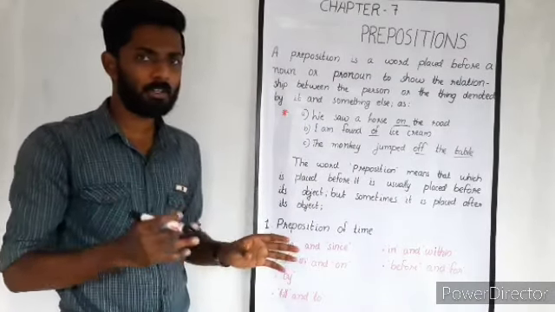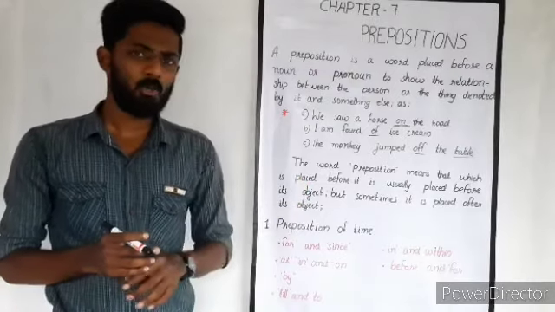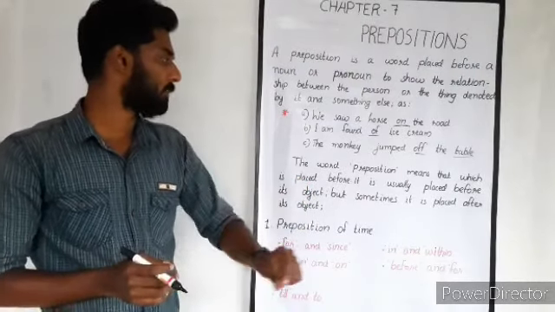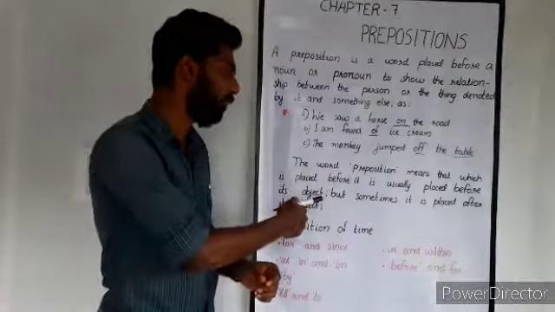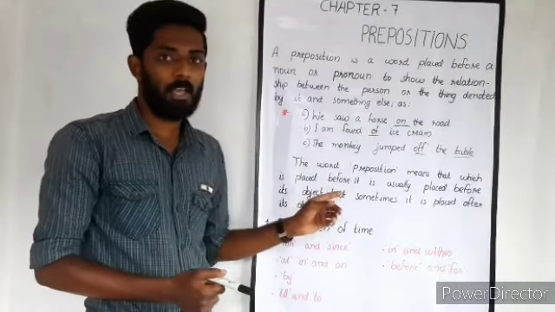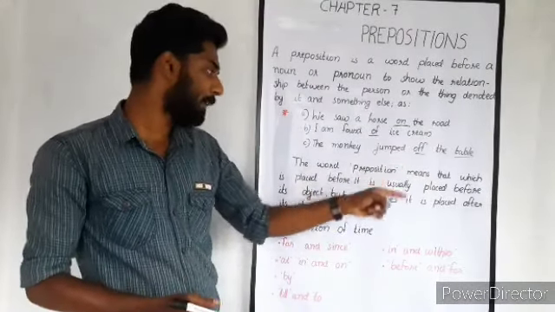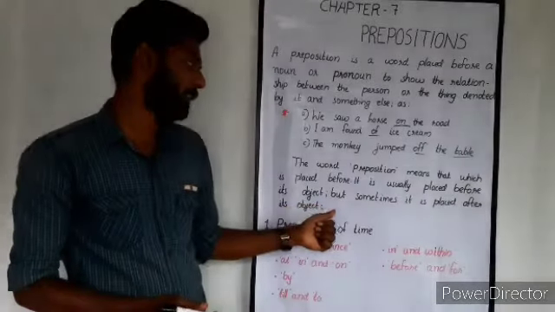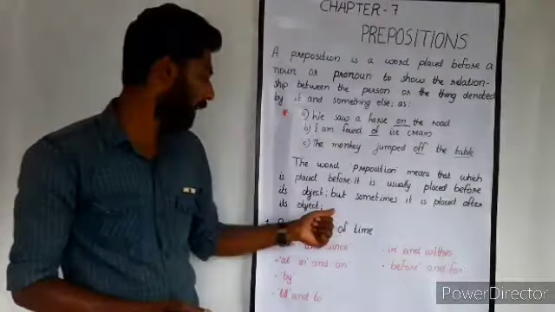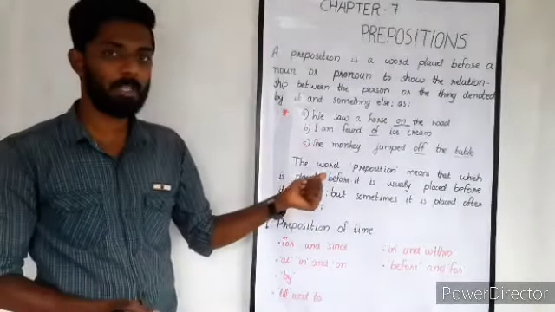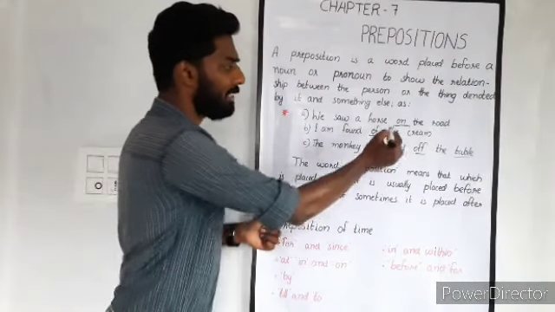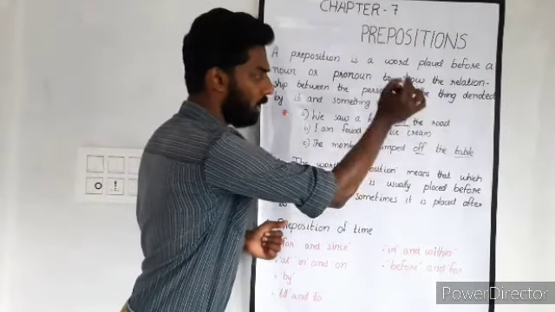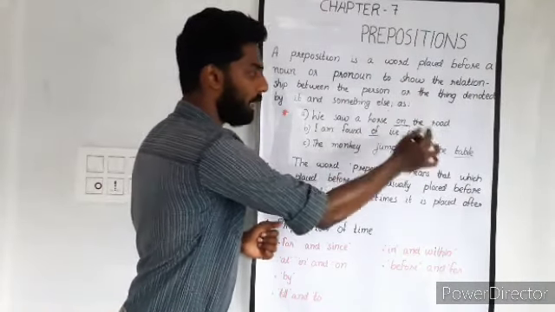We move on, studying about prepositions. The word preposition means that which is placed before, and it is usually placed before its object, but sometimes it is placed after its object. Usually it is placed before the object. The words road, ice cream, table are all objects, and the preposition is placed before the object.